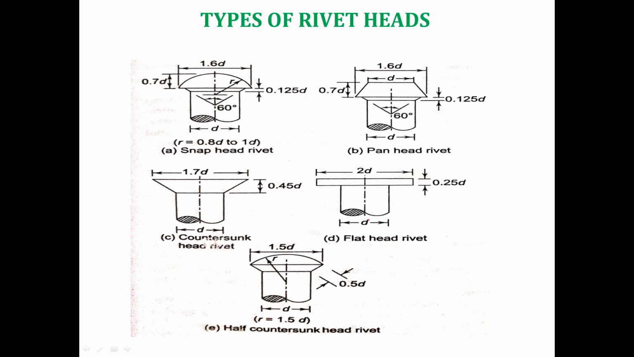Same case is with the half countersunk head rivet also. It is a combination of an arc portion as well as a trapezoidal head portion. It is a combination of this arc portion and trapezoidal head portion, which is your half countersunk head rivet. Okay, any doubt so far?